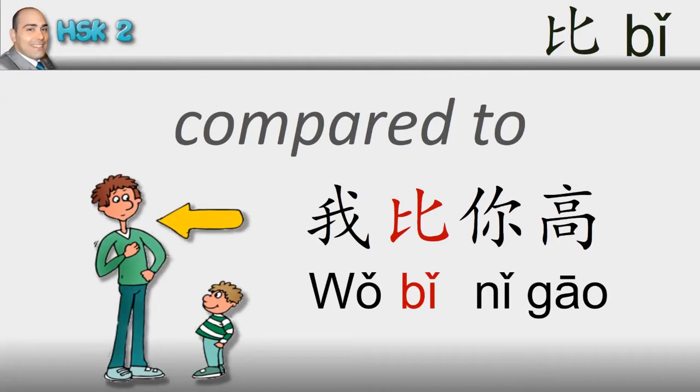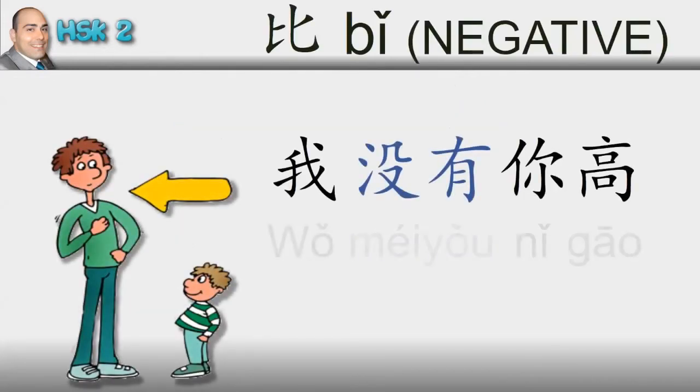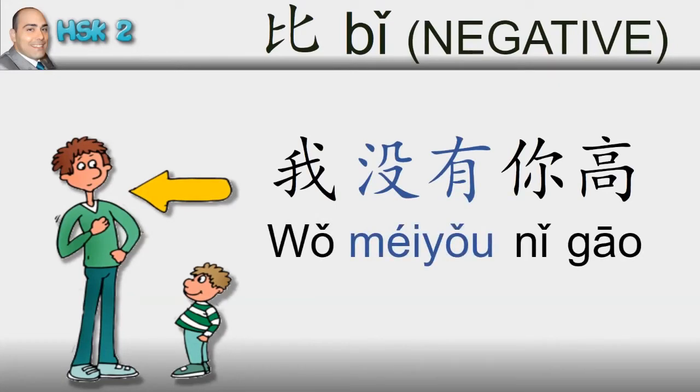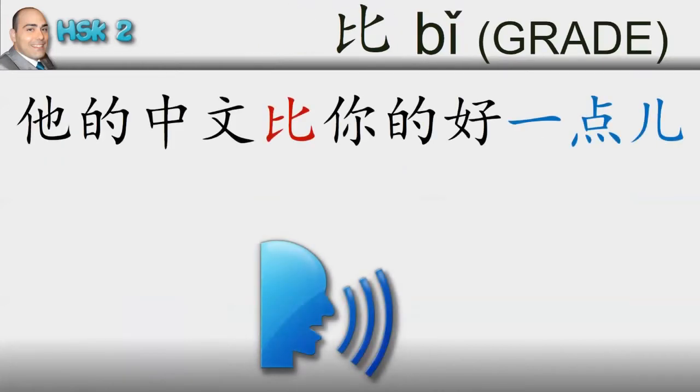In HSK 2, we have to go a step further. We're going to review how to make the negative with 比. For example, 我没有你高. I am not as tall as you. And the next step that we are going to study here is the grade for 比. What do I mean? Here you have an example.